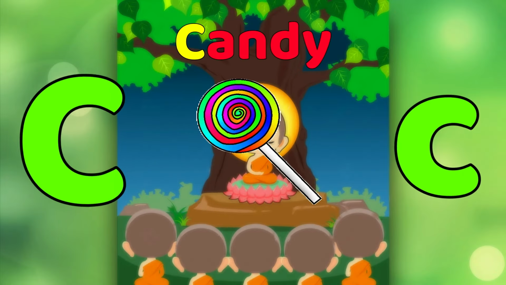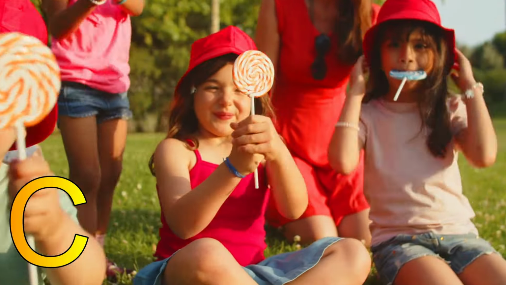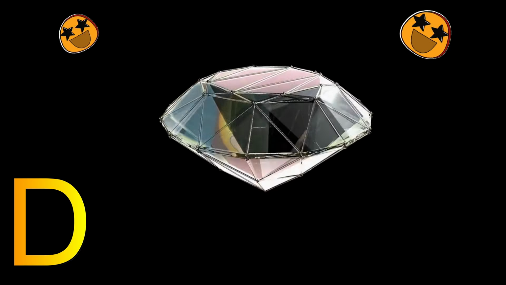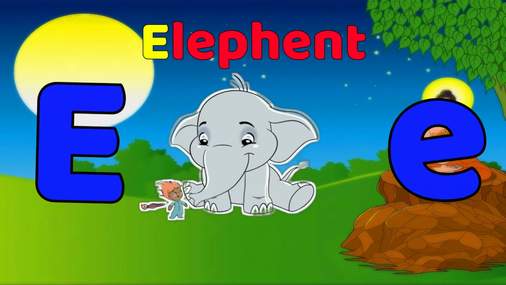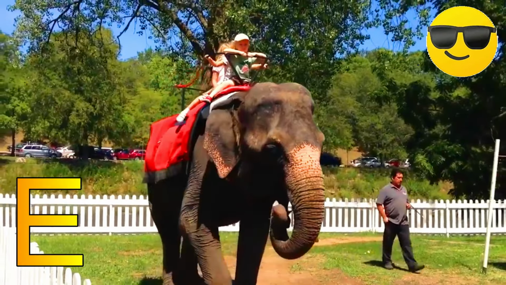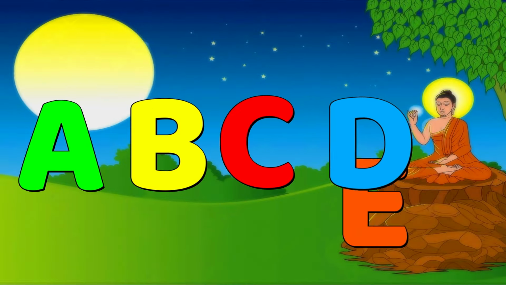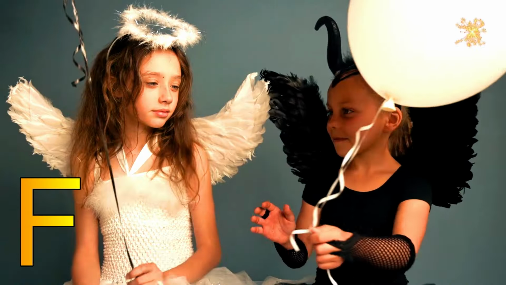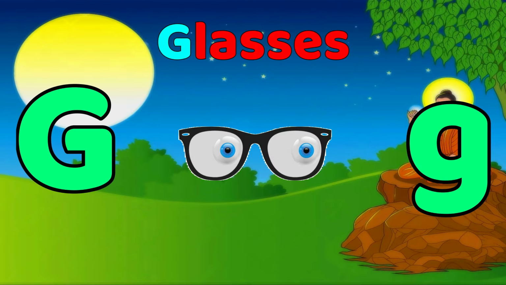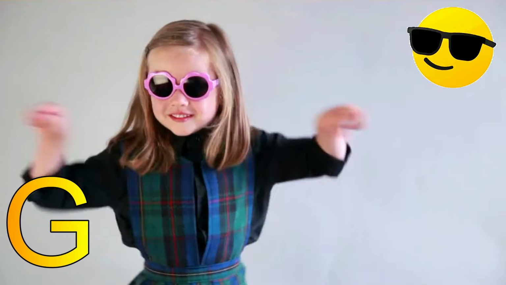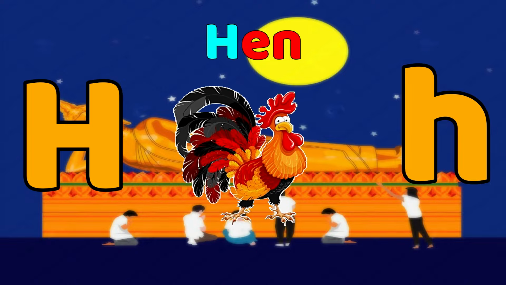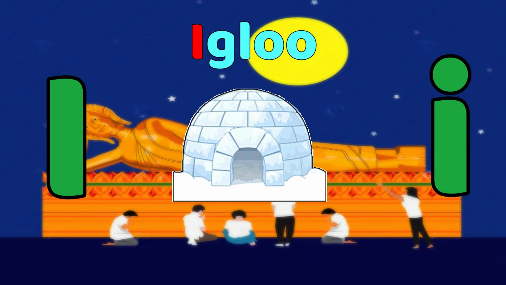C is for candy, glasses, g, g, glasses, G, glasses. H is for hand, h, h, hand, H, hand. I is for igloo, I, I, igloo, I, igloo.